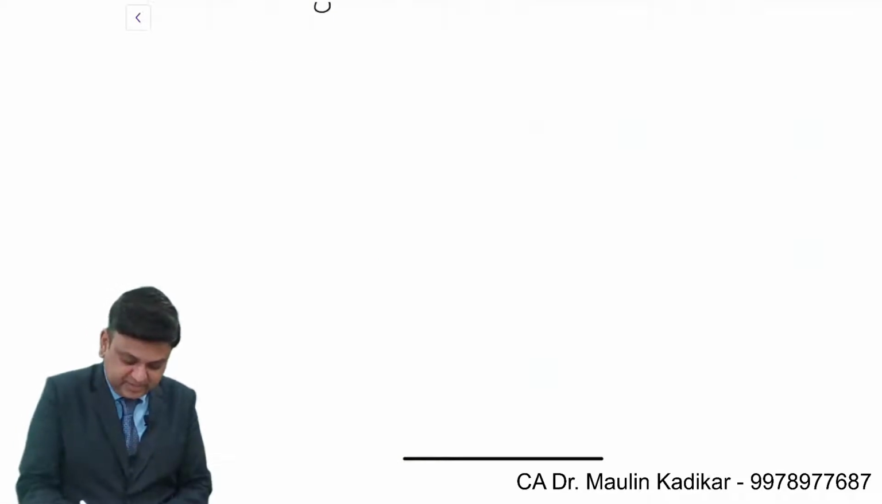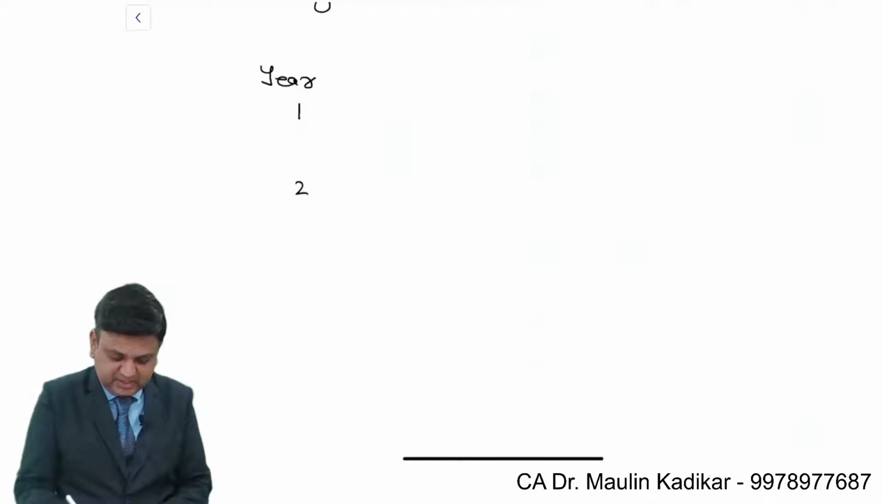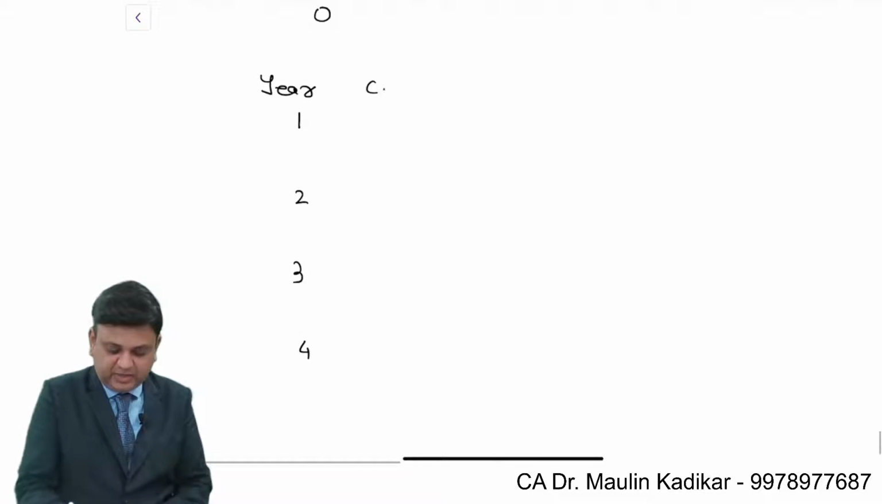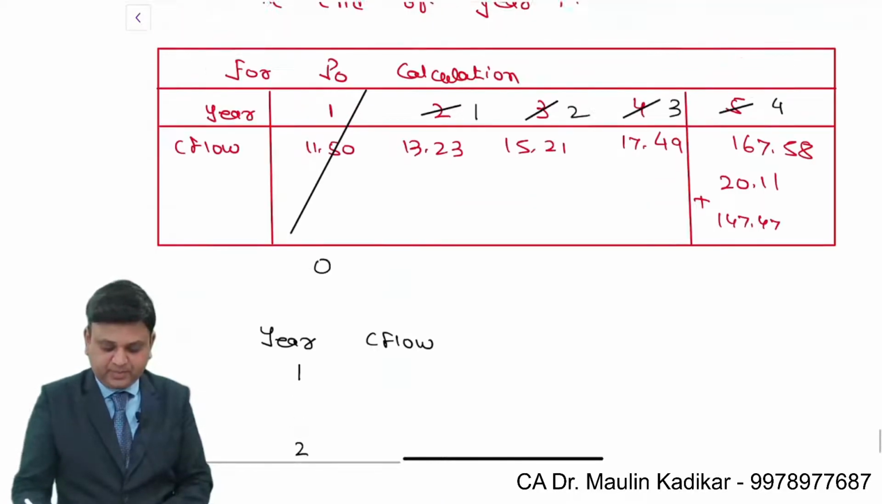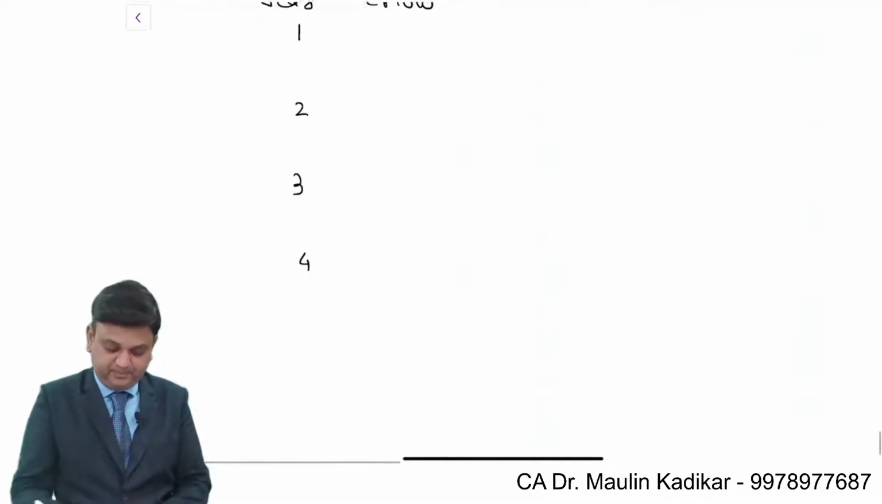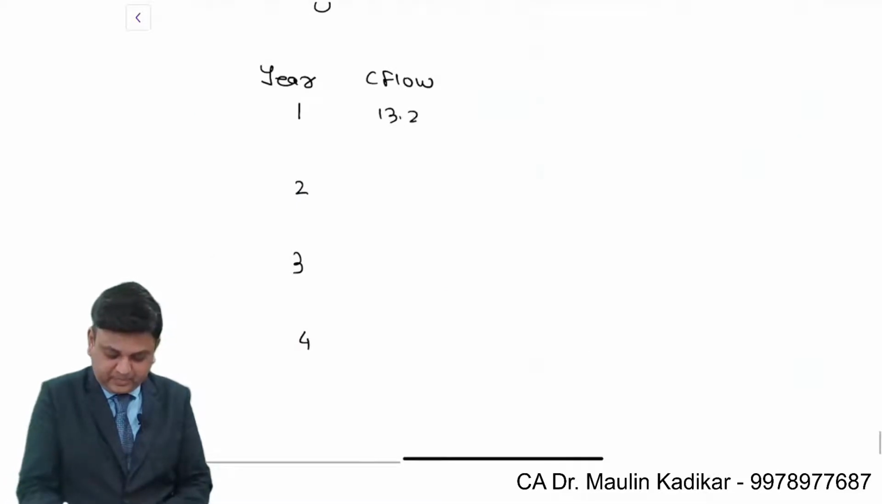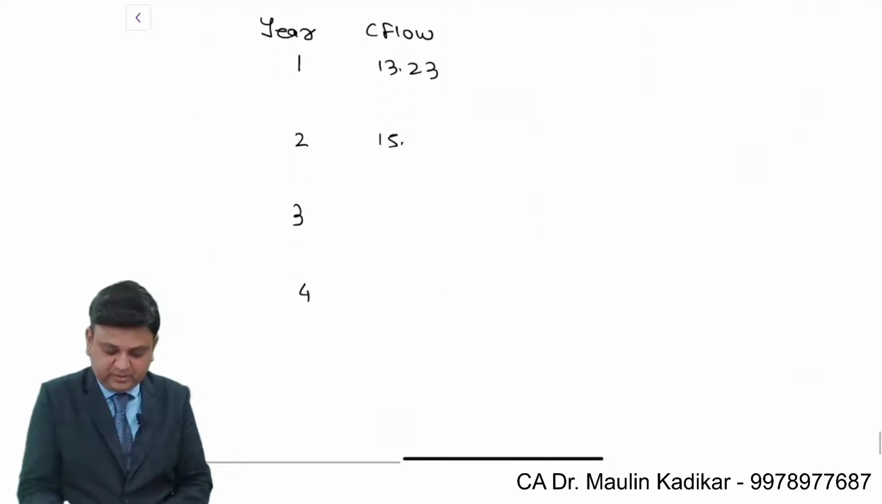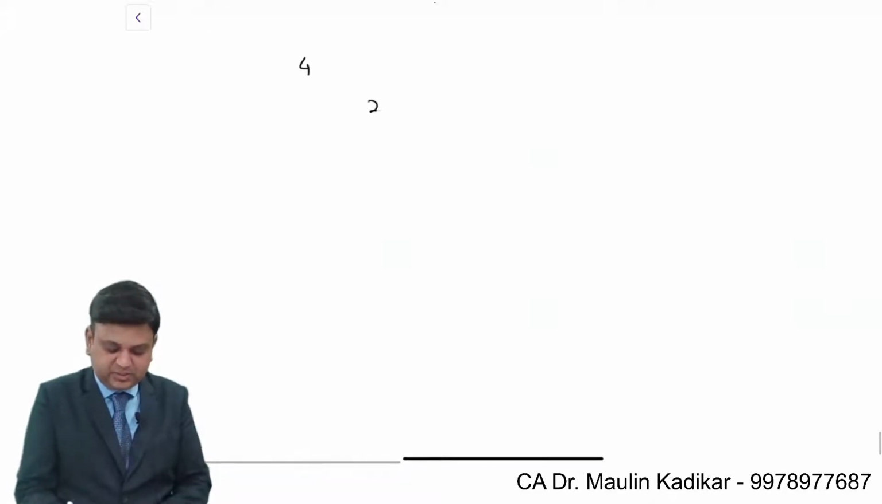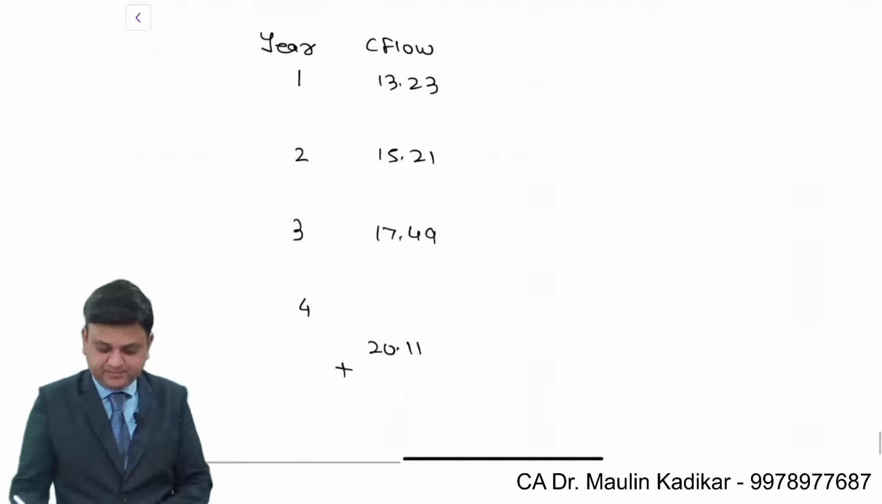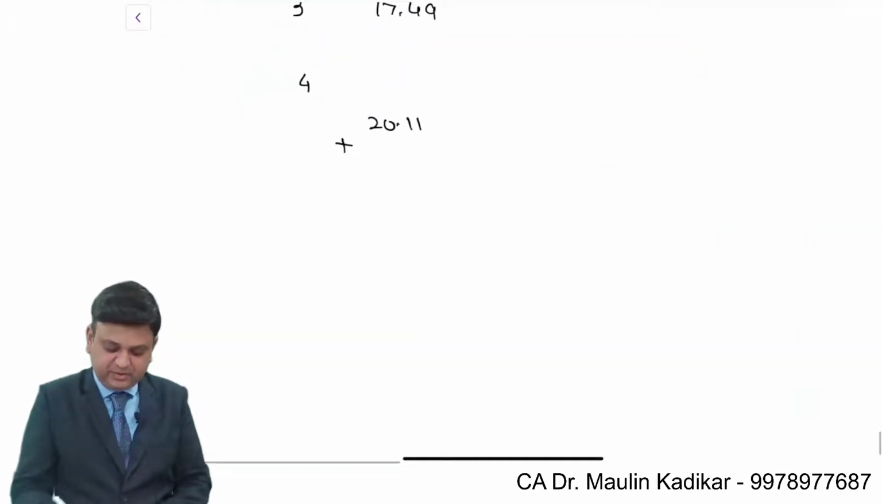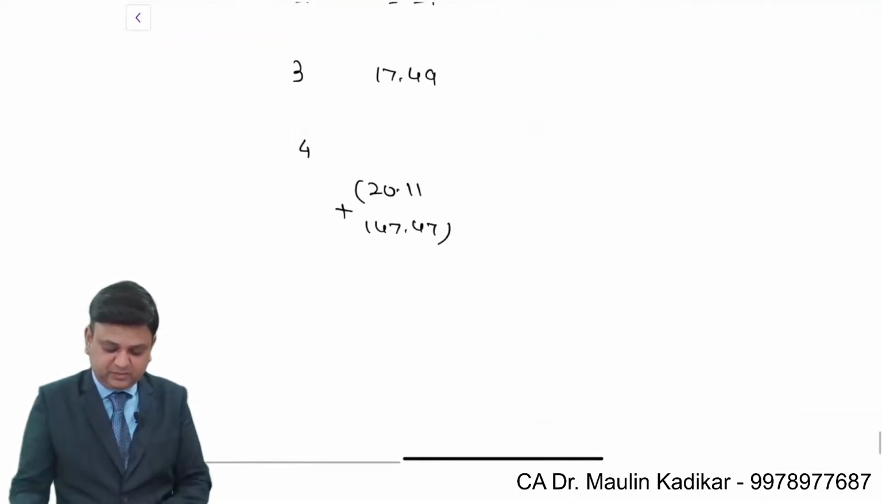So listen carefully. Column number 1 is year: first year, second year, third year and fourth year. The amount of the cash flow: first year it is 13.23. Second year it is 15.21. Third year it is 17.49. Fourth year it is 20.11 plus 147.47. That comes to 167.58.